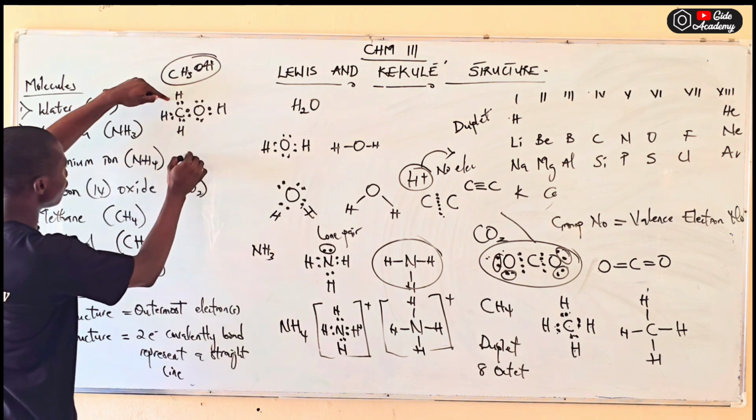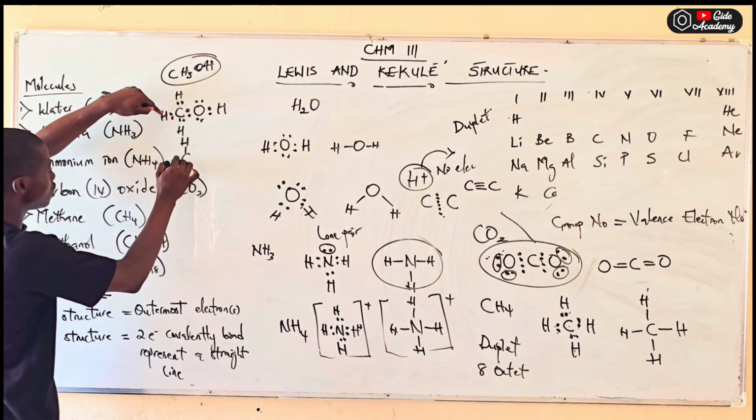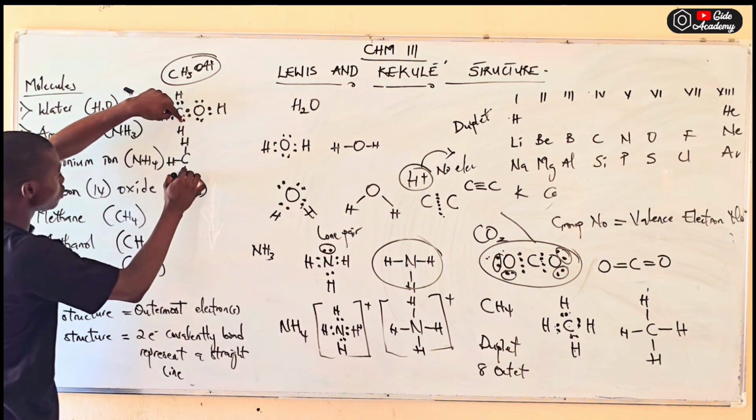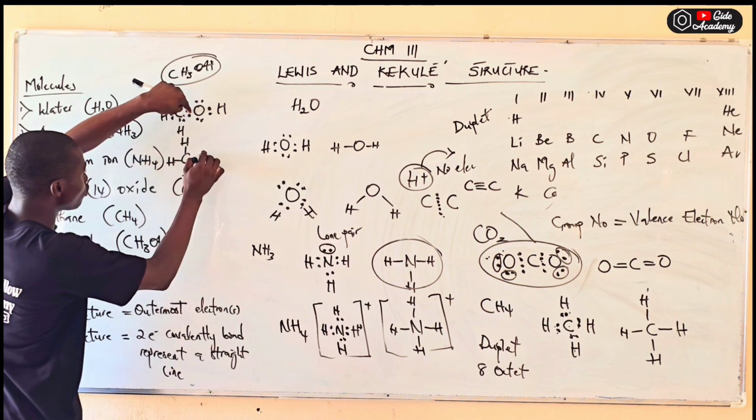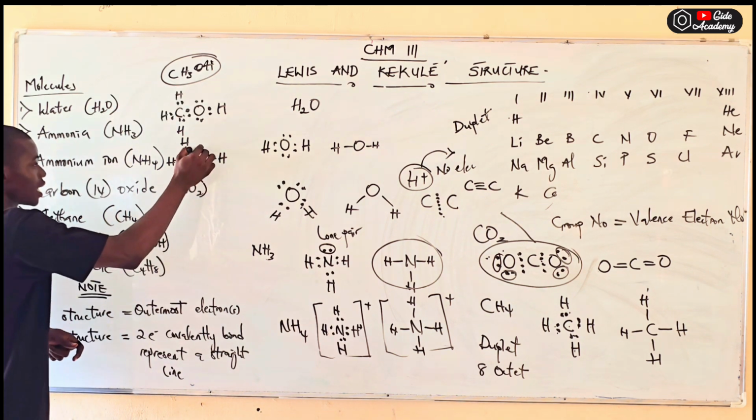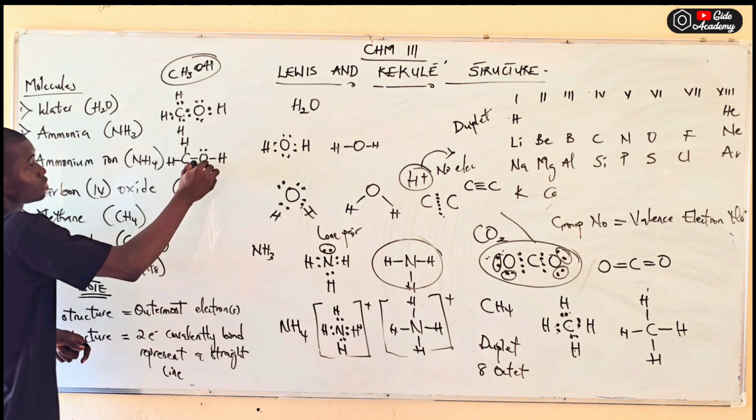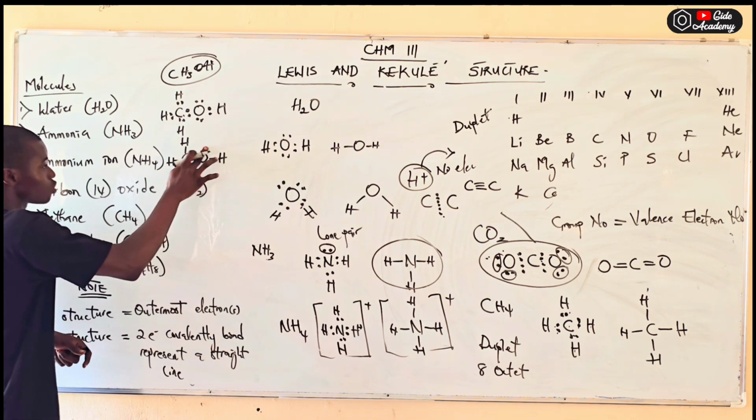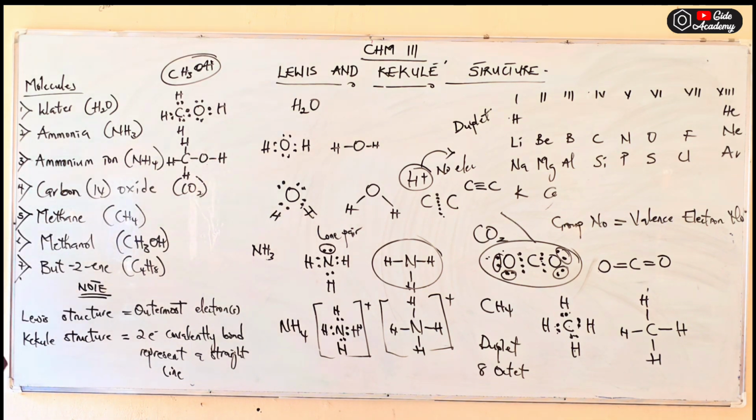If you want to draw this now, you have a carbon atom single bonded to a hydrogen, single bonded to another hydrogen, single bonded to another hydrogen, single bonded to oxygen, single bonded to hydrogen. Normally I can put the 2 electrons here, but as long as I'm dealing with a Kekule structure, the 2 electrons can be removed, as long as they are not taking part in the chemical reaction.